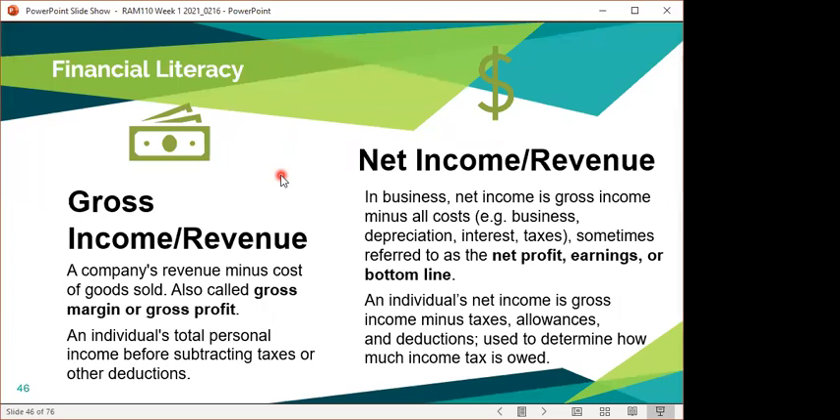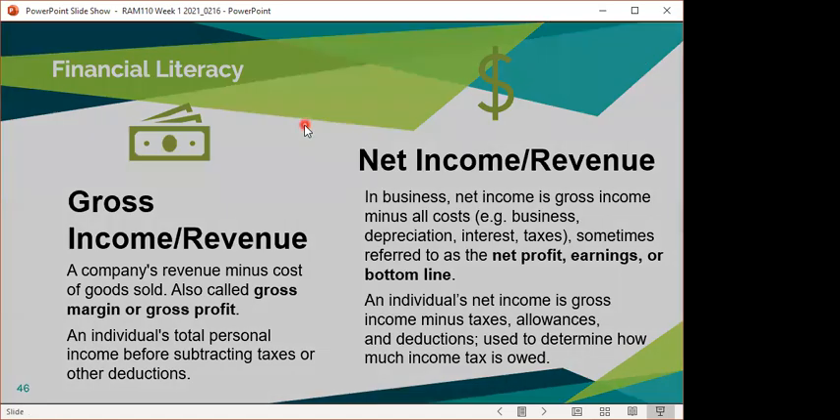So gross income, think of it as your paycheck before any deductions. This is the gross amount of money you were paid before taxes, before Social Security, before any withdrawals. And then net income is the actual money you made or the company made. So gross income, gross revenue, gross profits before any taxes or any other deductions. And then, of course, net earnings is the actual money that you netted after your deductions and costs.